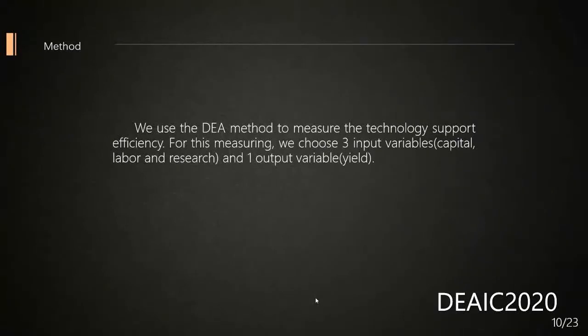So then we use the DEA method to measure the technology support efficiency. For this measure, we must choose three input variables, which are capital, labor, and research, and one output variable, which is Y. We can say that the research variable is the most important of the three input variables.